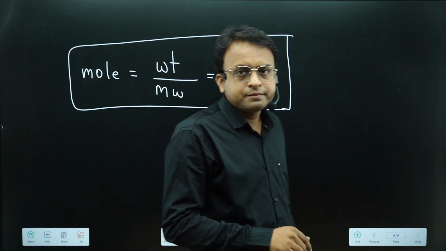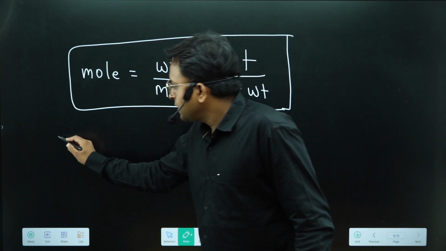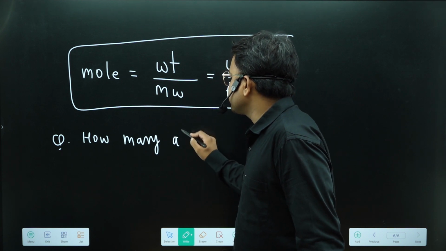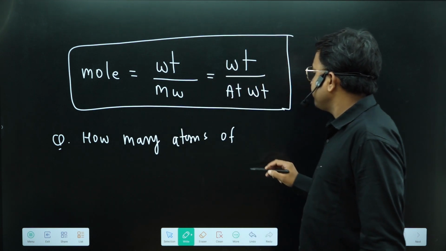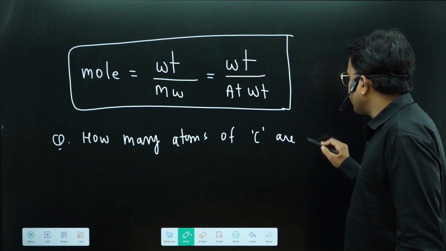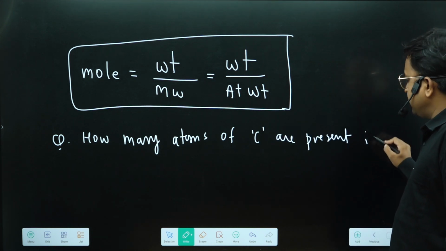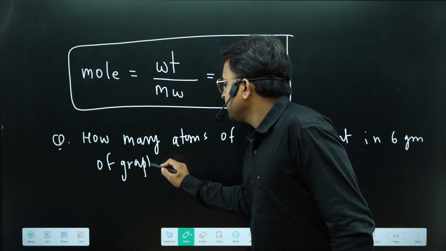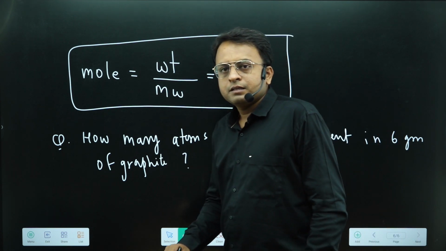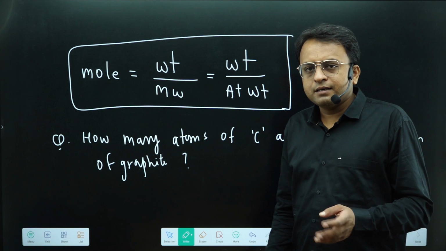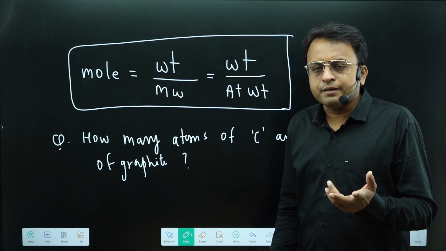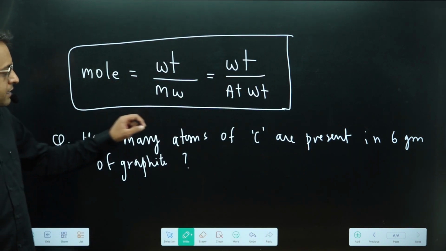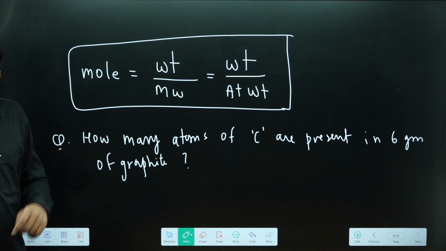Let's do one question on it. How many atoms of carbon are present in 6 gram of graphite? So graphite is an allotrope of carbon, diamond is an allotrope of carbon, coal is carbon. So this is how many atoms of carbon are present in 6 gram of graphite.